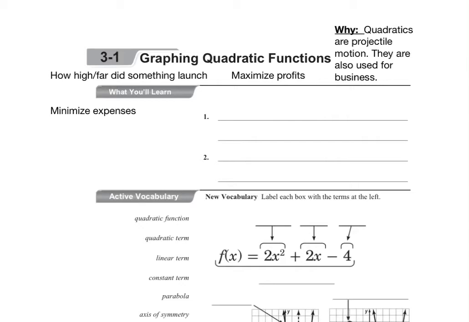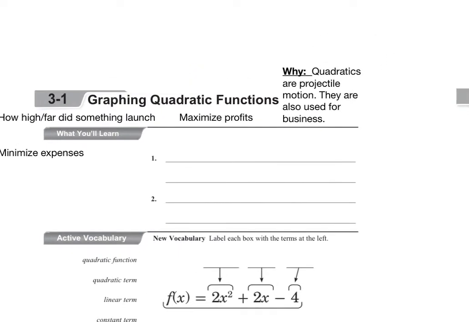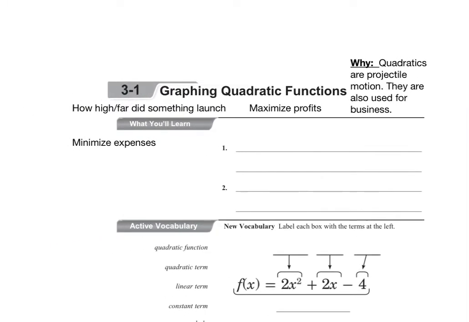Hello, here in this video we're going to look at 3.1, graphing quadratic functions. Here's the why. Quadratics are projectile motion. They are also used for business. So projectile motion, if you're not aware, is anytime we launch an object up through the air.